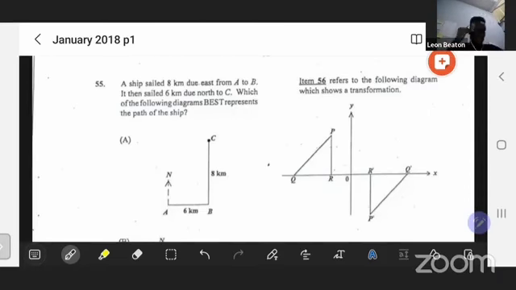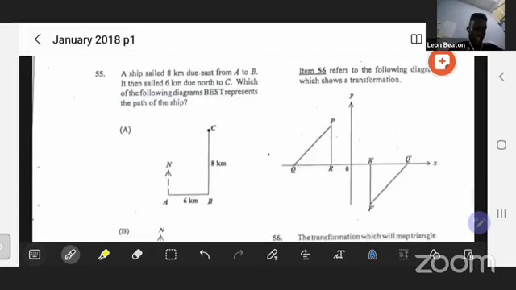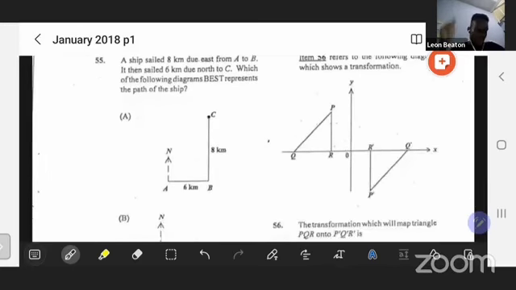55. A ship sailed 8 km due east from A to B. It then sailed 6 km due north to C. Which of the following diagrams best represents the path of the ship? So some bearings. Let me just draw it and then we'll see which of the diagrams corresponds with my drawing. So we've got a ship. Let's set up the bearings: north, east, south.